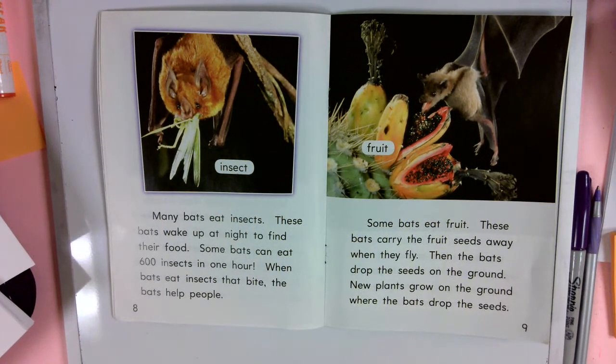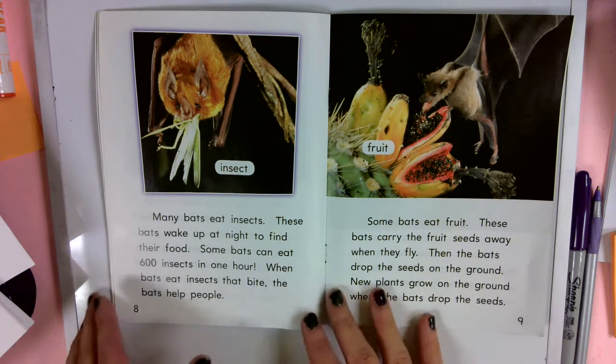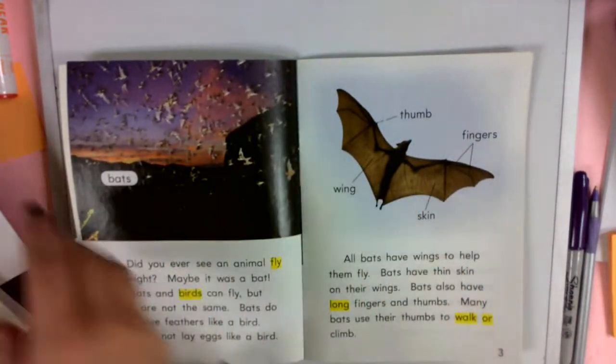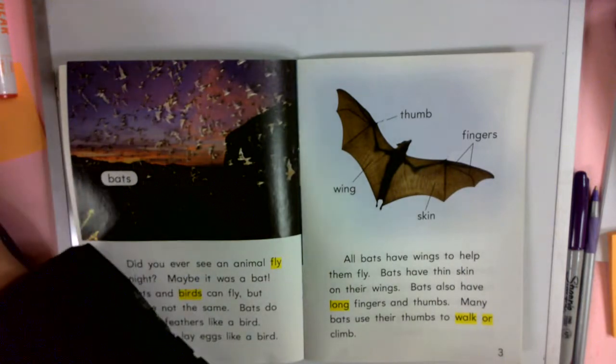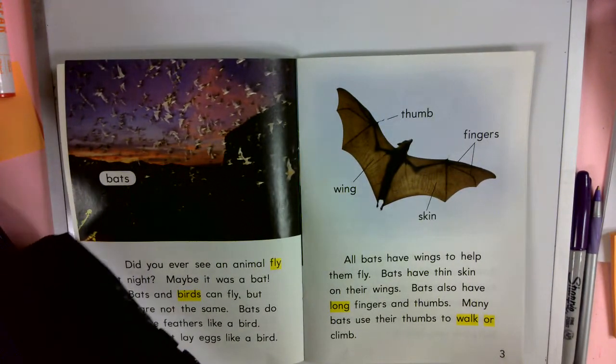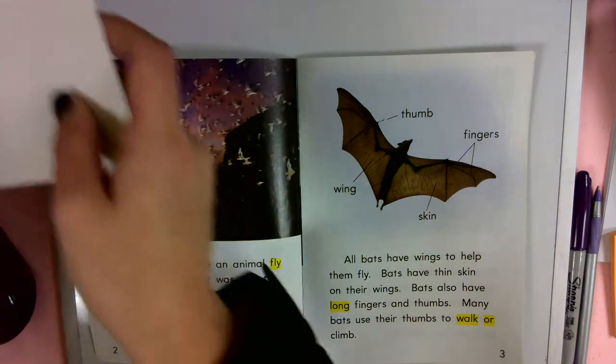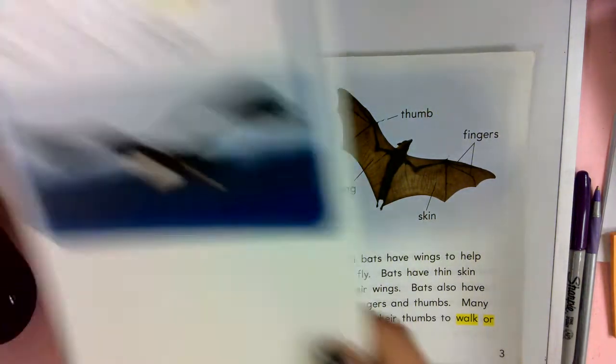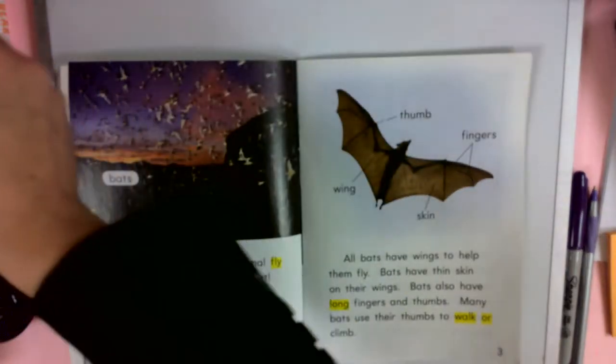Now, let's think about this. What are the two animals that fly? Well, we know that a bat can fly. And what else? A bird can fly.